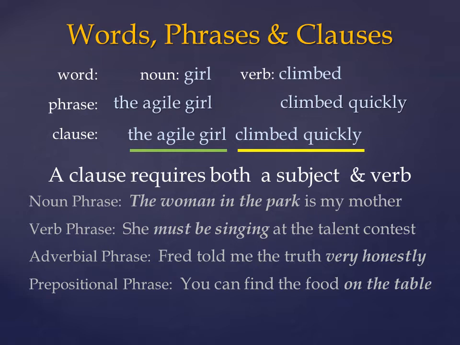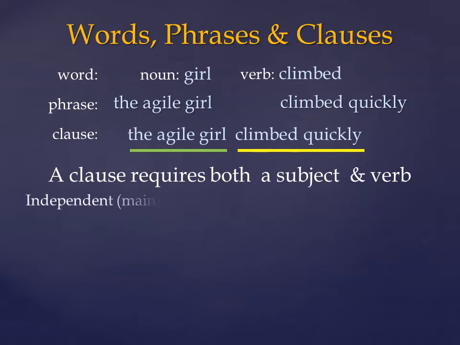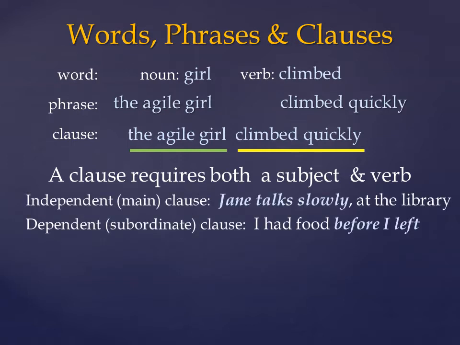And we can classify clauses in different ways. One way is by whether they can stand independently or not. An independent clause, sometimes called a main or a finite clause, can stand alone as a sentence in its own right. And you've guessed it, a dependent clause, which is also sometimes called a subordinate clause, only makes sense when it's joined to an independent clause.